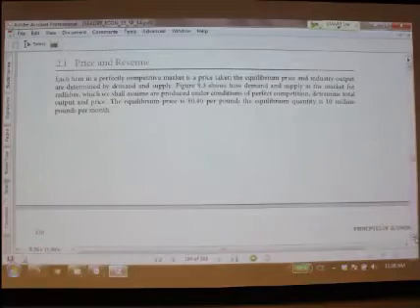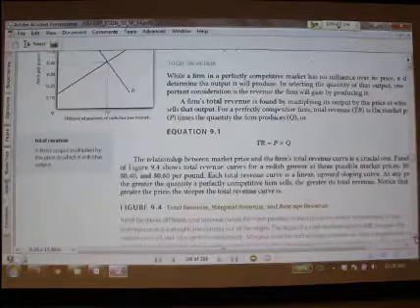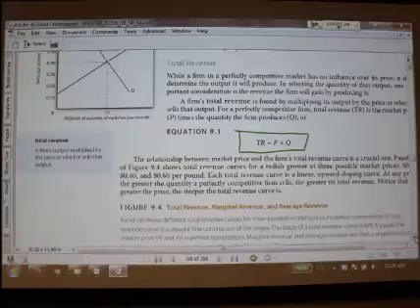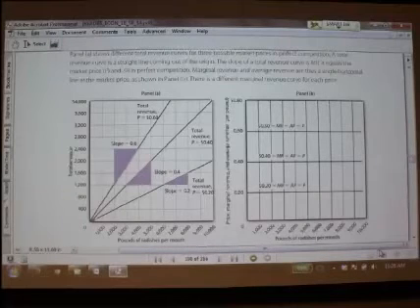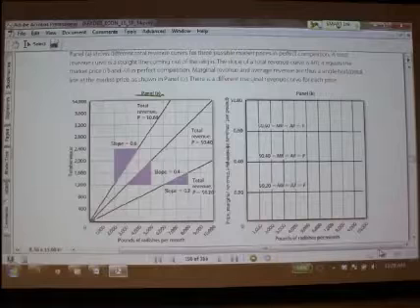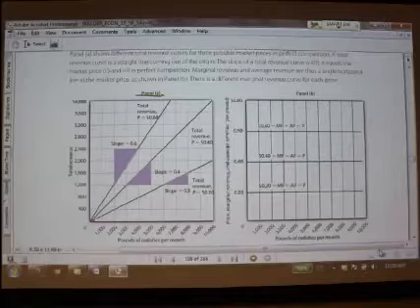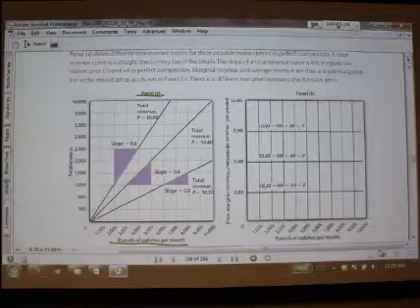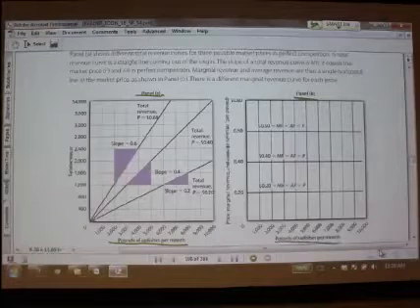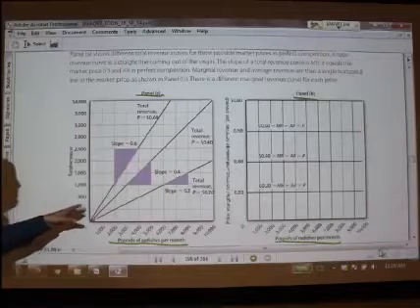First, let's look at total revenue. Here's the formula. Simply price times quantity. Here are two figures. The first one, in panel A, plots total revenue at various levels of quantity. And then panel B plots average revenue and marginal revenue, again for various quantities. Let's focus on panel A first.